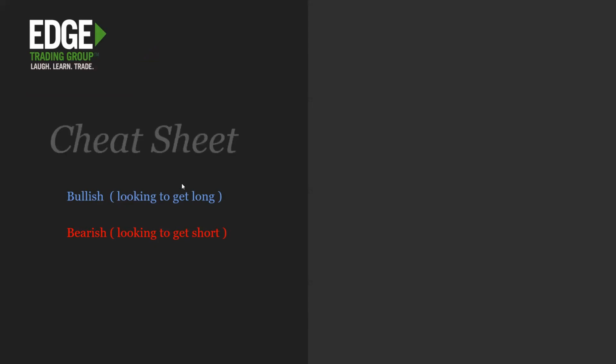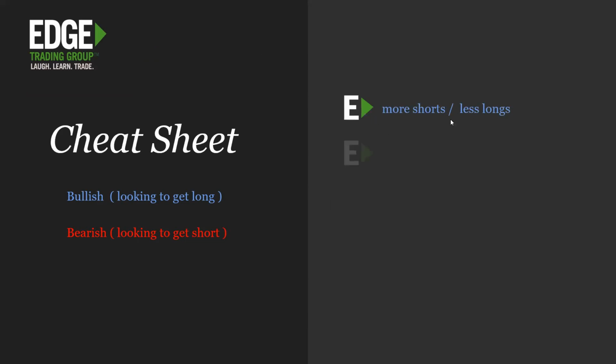Looking to get long on our cheat sheet: more shorts, less longs, longs puke. MS, LL, LP. Bearish or looking to get short, how are you? ML, more longs. LS, less shorts. And let me guess, shorts puke. Yes, got it.